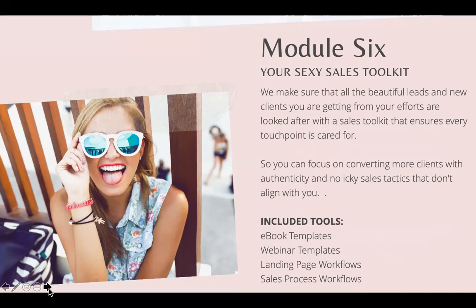Module 6 is your sexy sales toolkit. We will make sure that all the beautiful leads and new clients that you're getting from your efforts are looked after with a sales toolkit that ensures every touch point is cared for. So you can focus not just on attracting people, you can focus on the conversion part of your funnel, and do it with this authenticity and no icky sales tactics that don't align with you. We don't do ick. We don't do nasty sales.